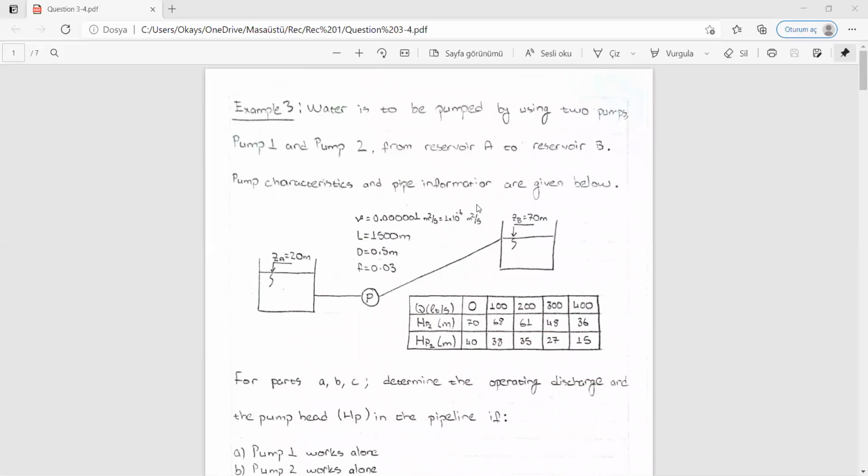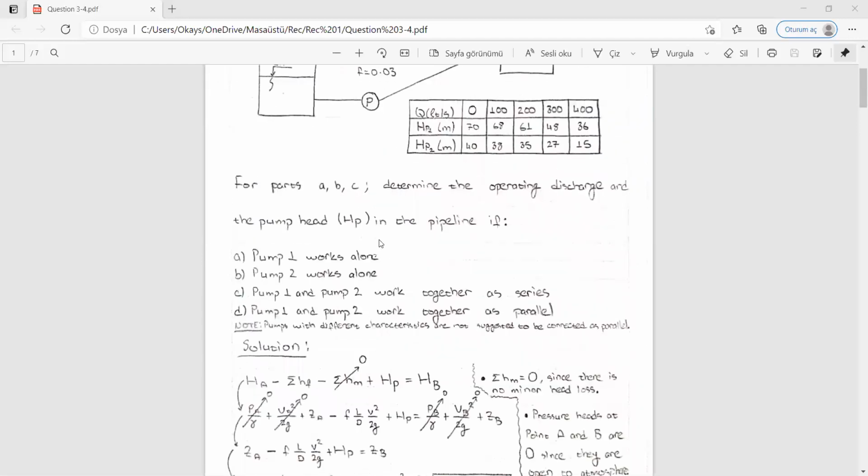It says ignore the minor head losses. So we don't have any minor head loss. Again, the question says ignore the minor head loss. Okay, so we don't have any minor head loss. We have only major head loss. And its formula here is f L V squared divided by D 2g.